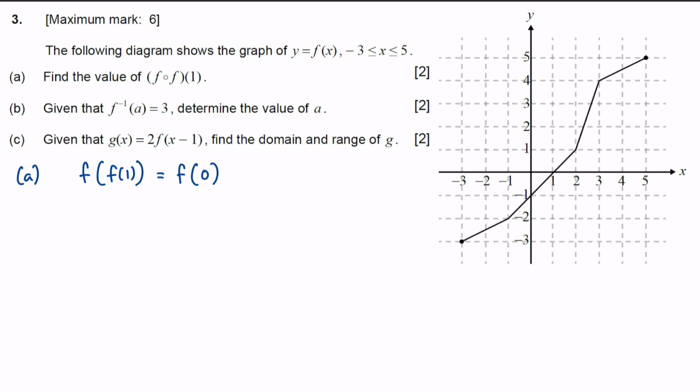So now what I do is I take the x-axis, I pinpoint where 0 is, and I locate the value of y at x equals 0. And that answer is -1.